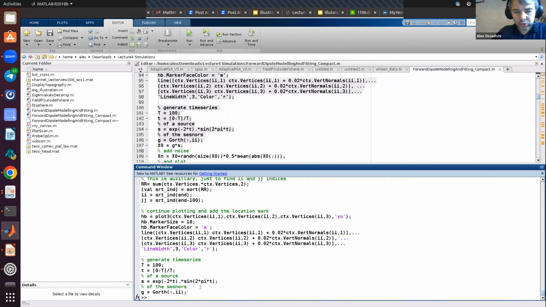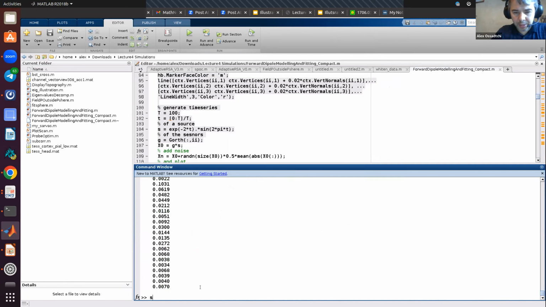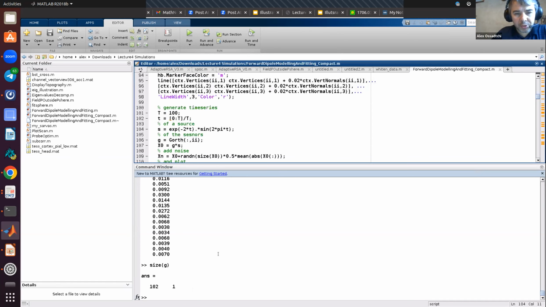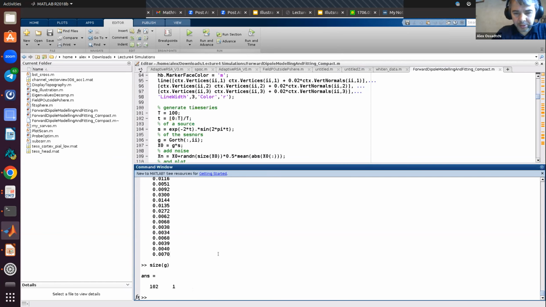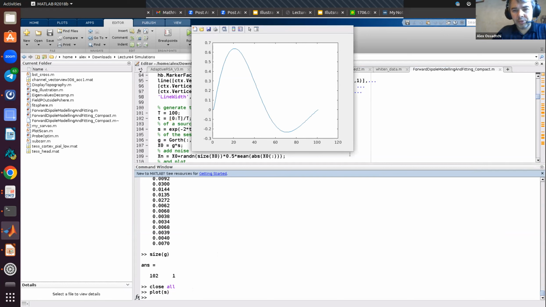Okay, so G is our topography. G is our topography vector. Size of G is 102 sensors by 1. This is just a column vector. And we have some activation time series vector S, and if we close all and then plot vector S, for instance, we will get this kind of activation profile.